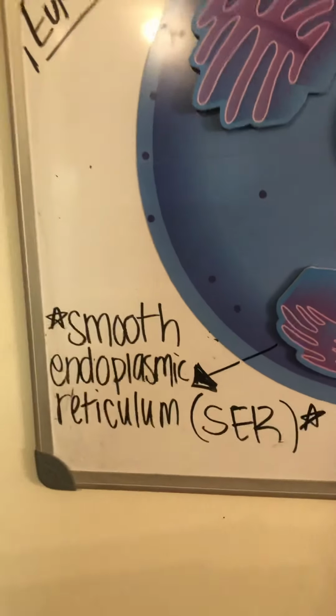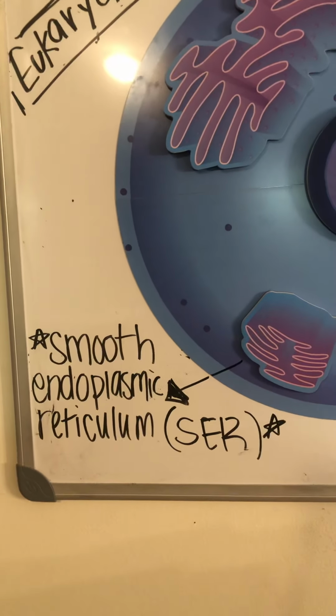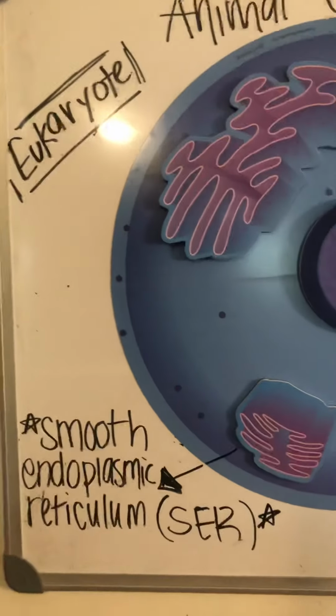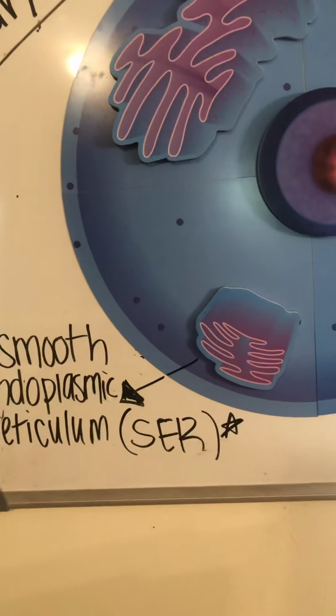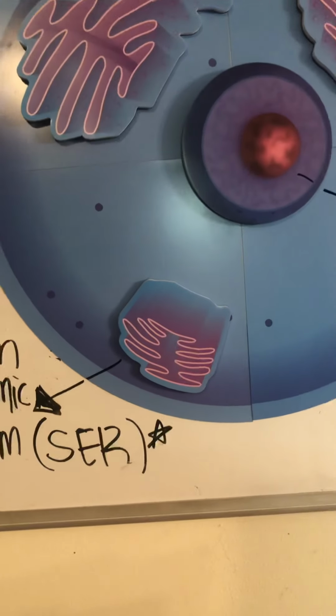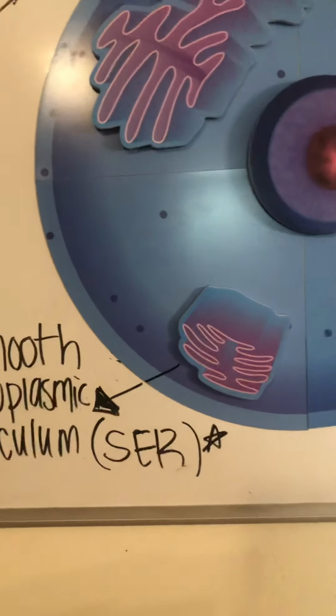Opposite of endoplasmic reticulum, the rough one, is the smooth endoplasmic reticulum. Again, it's smooth because it does not have ribosomes on its surface. Its job is to produce hormones and fats or lipids for the cell. So I hope that helped out.